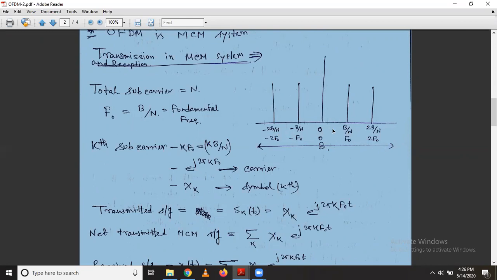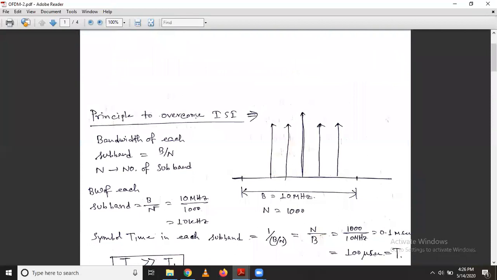Now F naught is what? B by N. This will be 2 into F naught, then 3 F naught, 4 F naught, like this. So F naught is actually the fundamental frequency, which is B by N. Okay, that is 10 kilohertz for the case we have seen. B by N, that is 10 kilohertz. That is the bandwidth, the fundamental frequency.